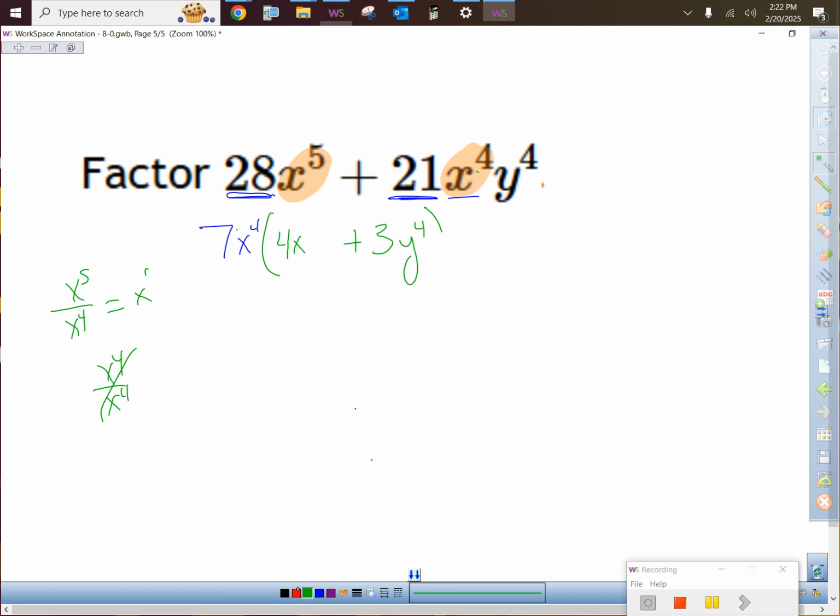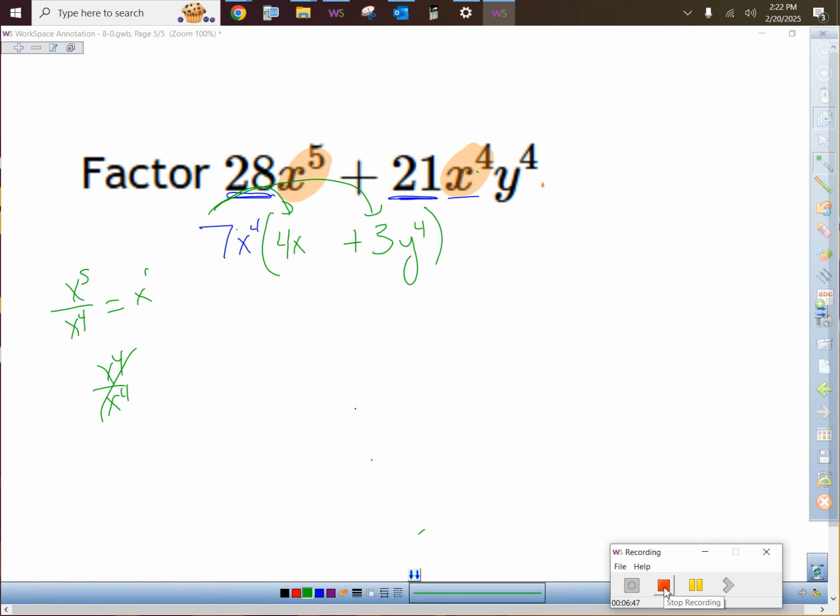And the way you check, if you're not sure you did it right: first, see if 1 is the GCF in the parentheses, and second, distribute this back through. Do you get what you started with originally? So let's try a few of these, right? Let's see what happens, and let me know if you have any questions. The GCF, greatest common factor.